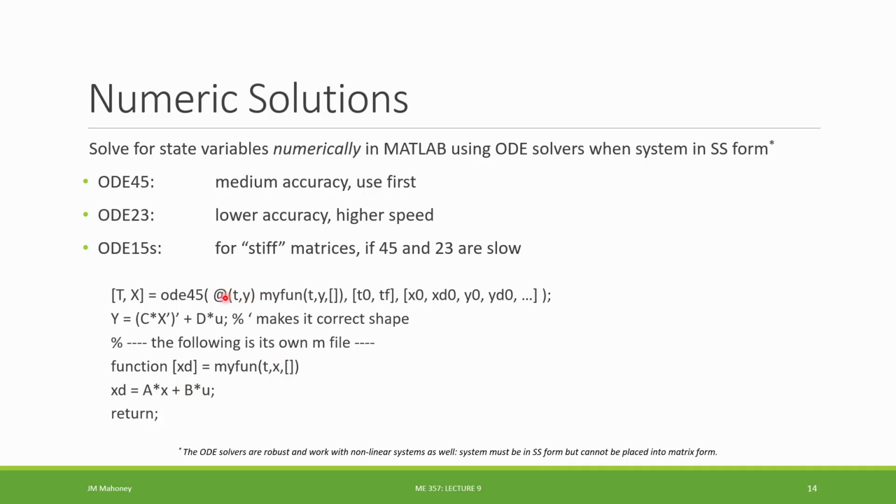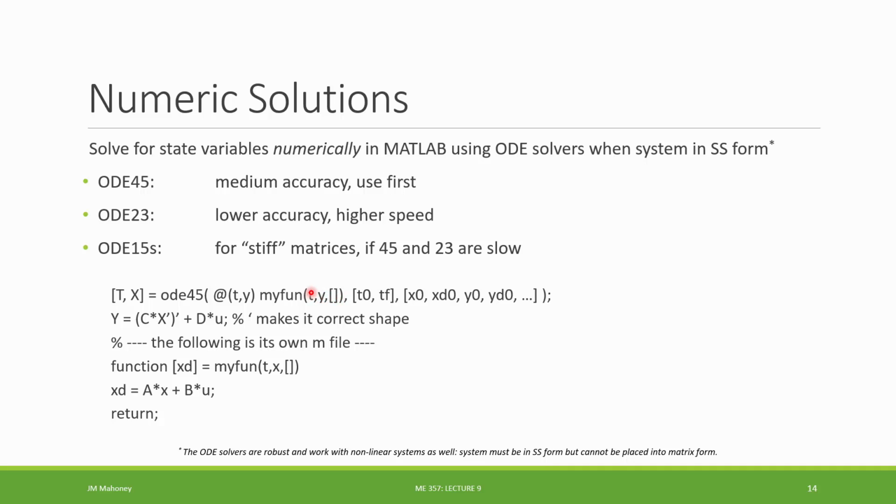The at sign here, this function handle, tells it, hey, this thing y, that's the name of my state vector right now. So that's why I'm using y over here. But we could have said x here and x here, or q and q, they just have to match. Then any other arguments that myFun, or whatever your function is called, takes.